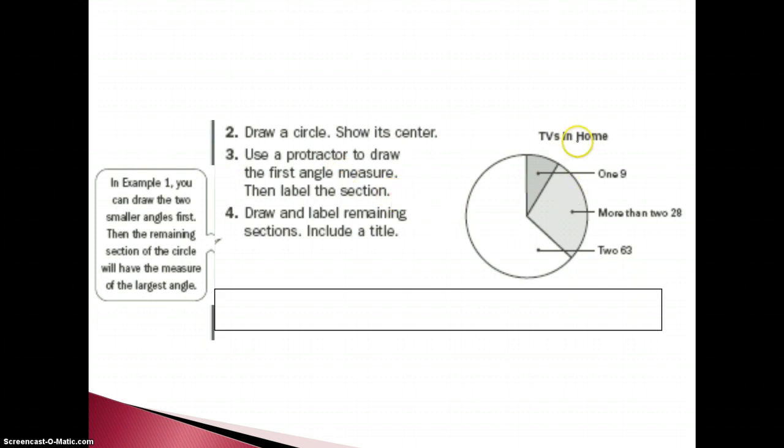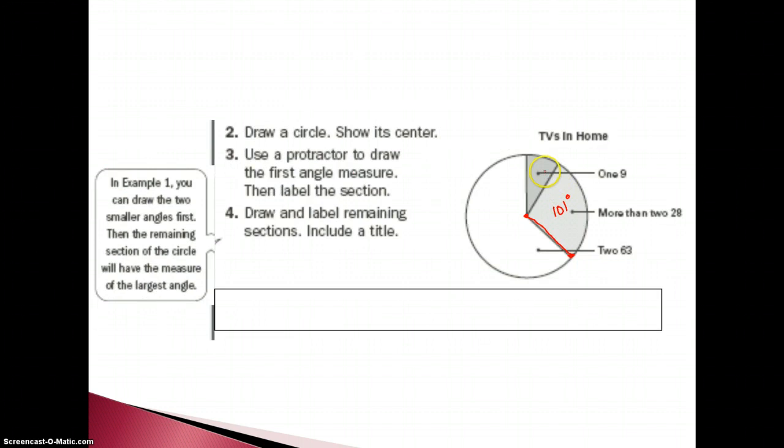Next thing we do is we draw a circle. Show its center. So you basically are making a circle, and they kind of did it for you, and then you put a center in the middle of the circle. You then use a protractor to draw the first angle measure. Actually, what I do first is I just draw a line, draw your radius from one side to the center. Then I can use my protractor to measure the degrees of whatever I'm labeling. So more than 2 was 28, which is 101 degrees.